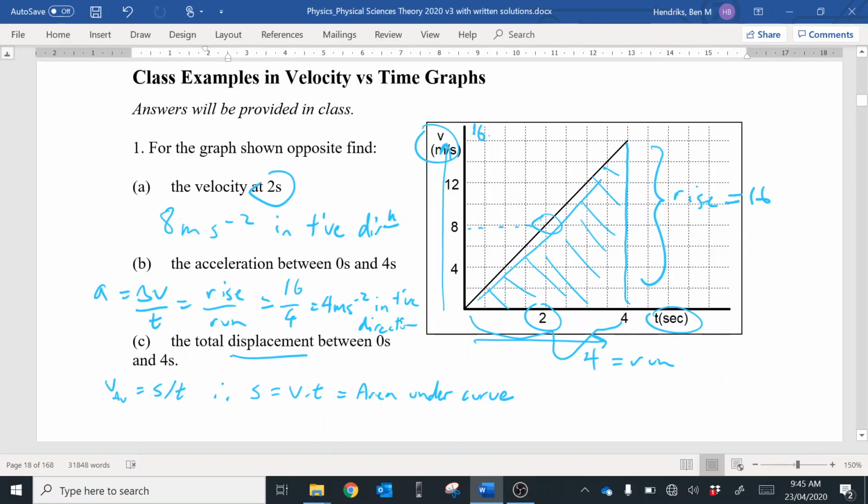Okay, so because it's a triangle, it's going to be equal to half times base times height, which is equal to half times 4 times 16, which equals 32 meters in the positive direction.